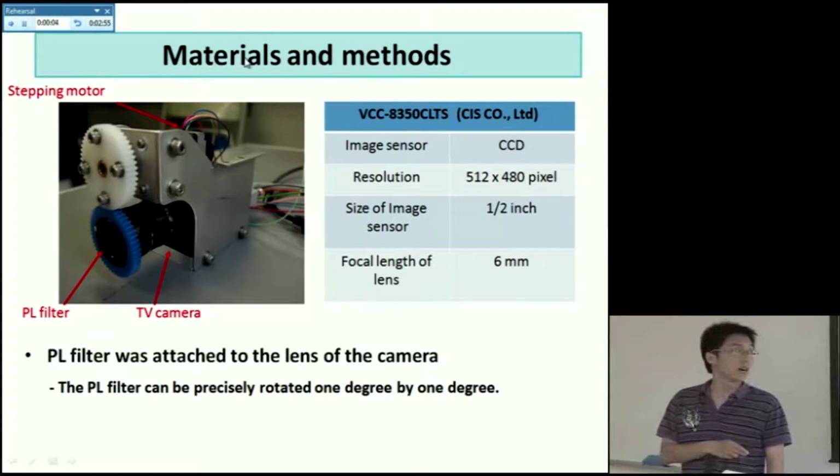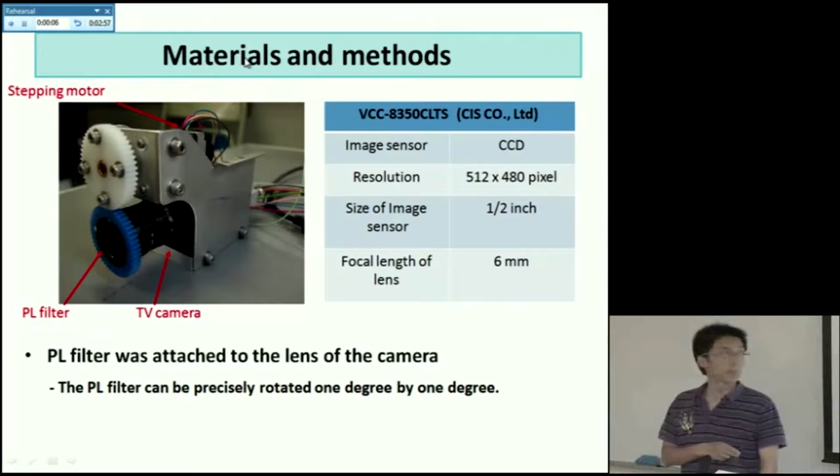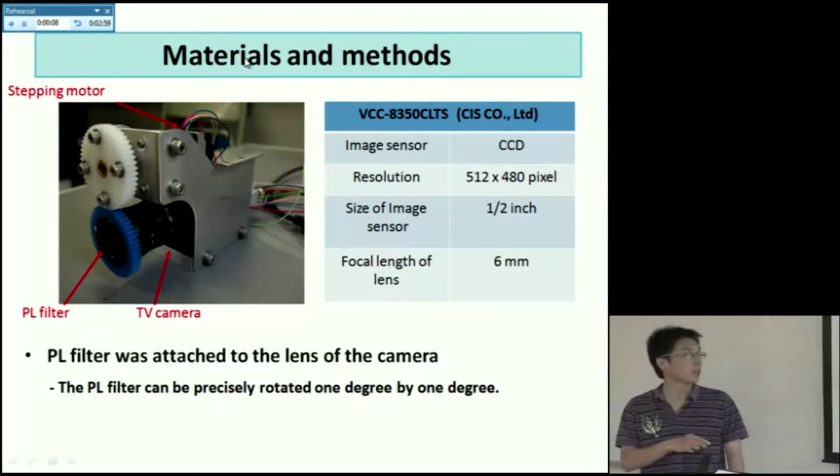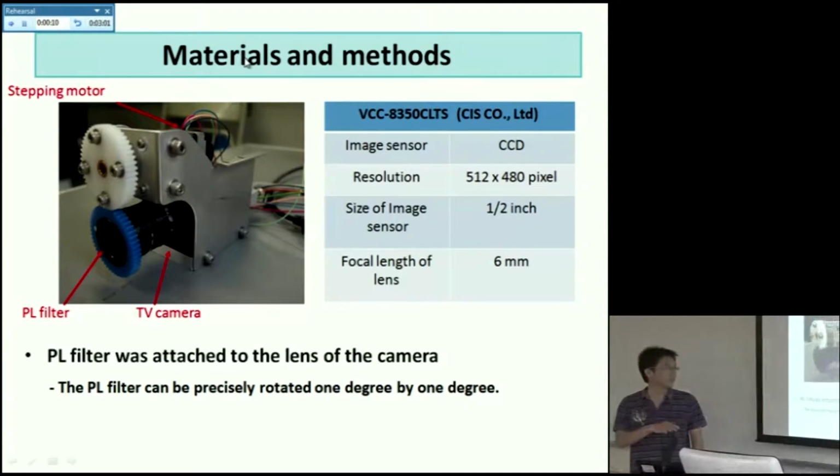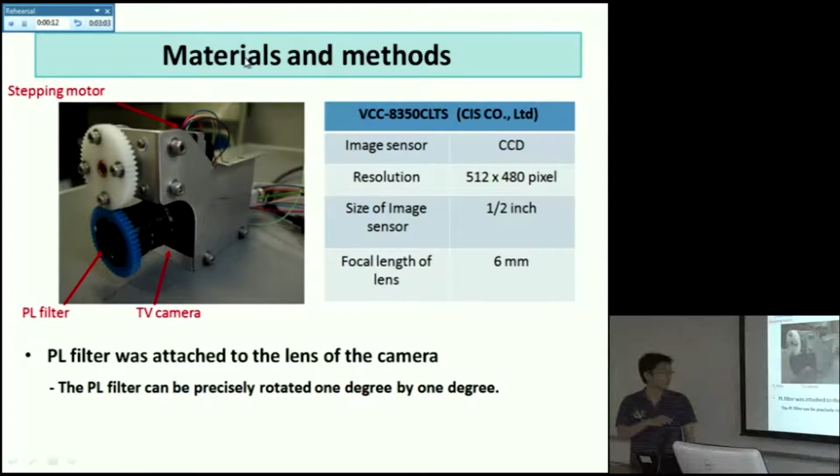This is a device I'm using to take images. This is a TV camera, and in front of the camera lens there is a PI filter attached with a blue gear. Above the camera there is a stepping motor. A white gear is used to connect the stepping motor with the PI filter. So in this way, the PI filter can be precisely rotated 1 degree by 1 degree, so we can take the images with different rotational angles.